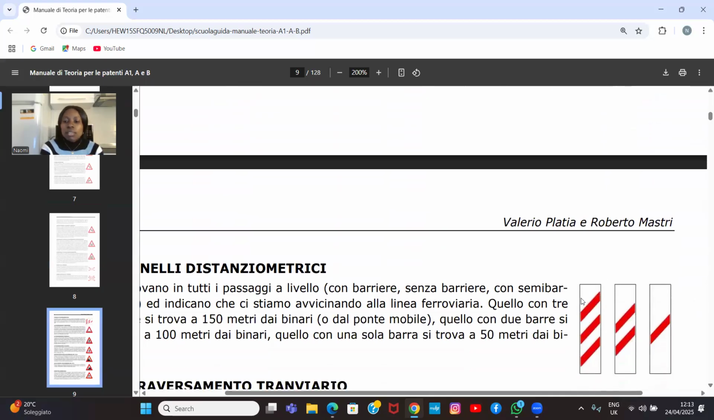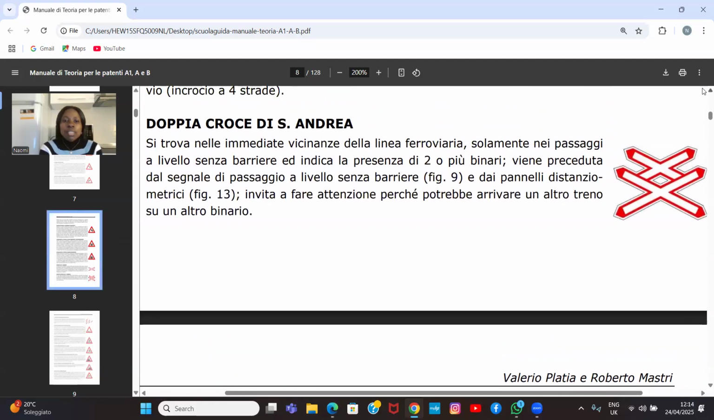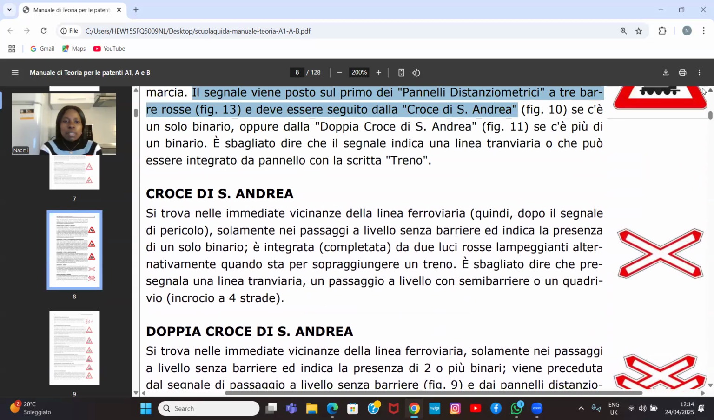These are just 3 different poles. Each of them is white in color, but with a red stripe on it. So each one represents a distance, and that is why they are called pannelli distanziometrici. This very one with 3 stripes, the second one with 2 stripes, and this one with 1 red stripe. But we're going to get to this. I just wanted you to see what pannelli distanziometrici represents.